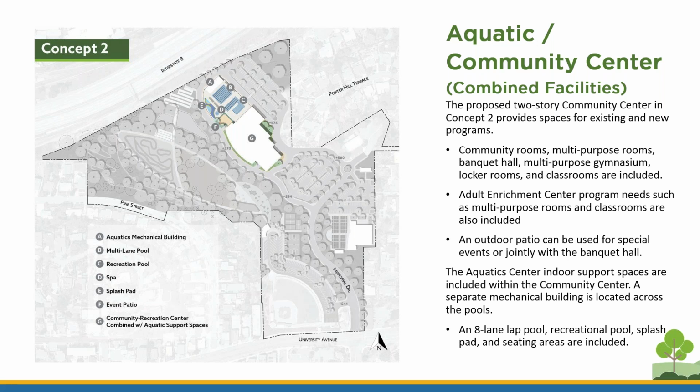Adult Enrichment Center program needs, such as multi-purpose rooms and classrooms, are also included in this concept. A smaller outdoor patio can be used for special events or be used jointly when the banquet hall is reserved. The Aquatic Center indoor support spaces are included within the community center. A separate mechanical building is located across the pools. An 8-lane lap pool, recreation pool, splash pad, and seating areas are also included.